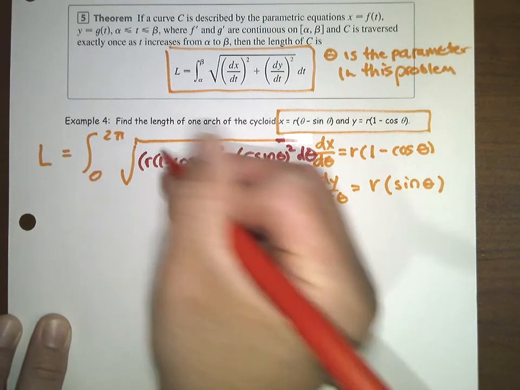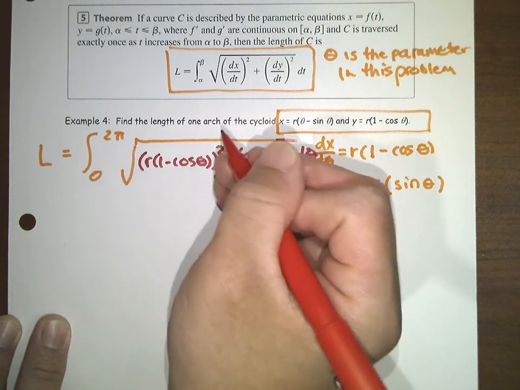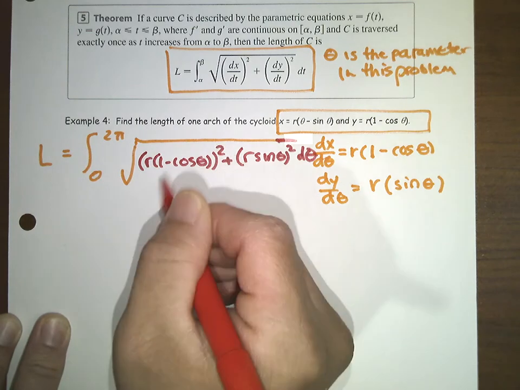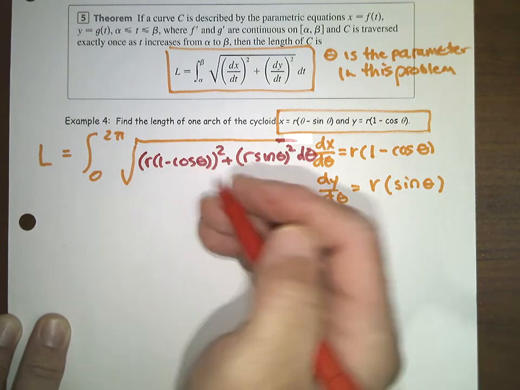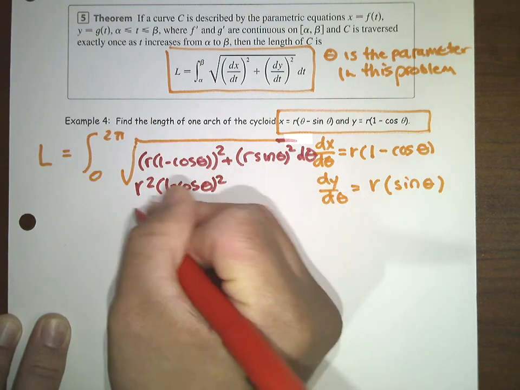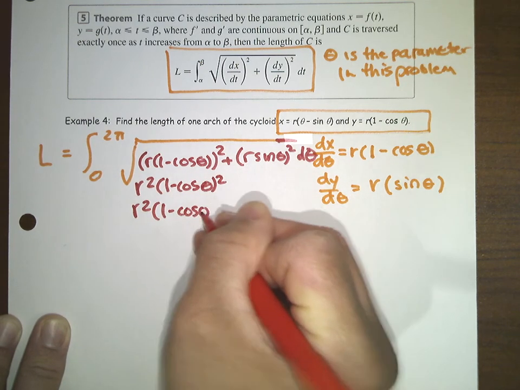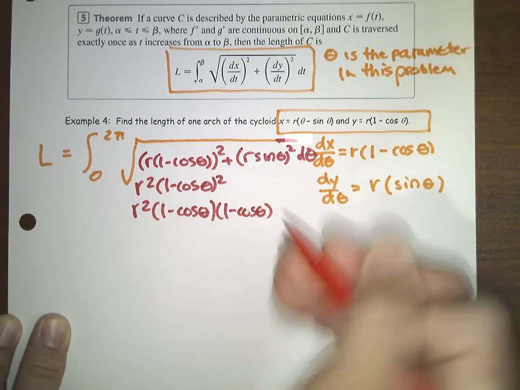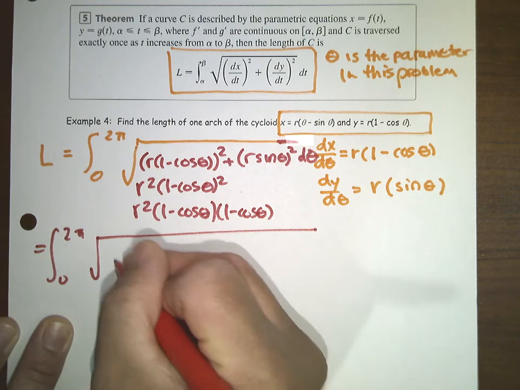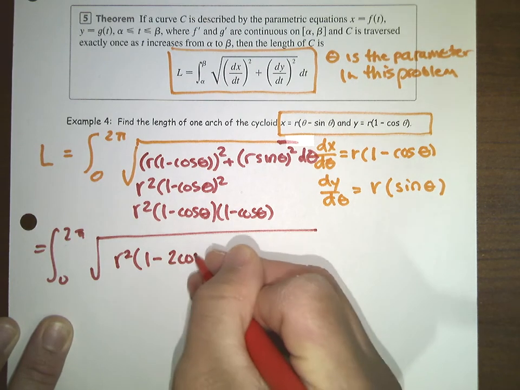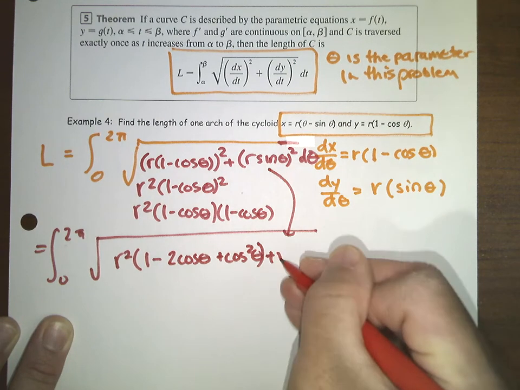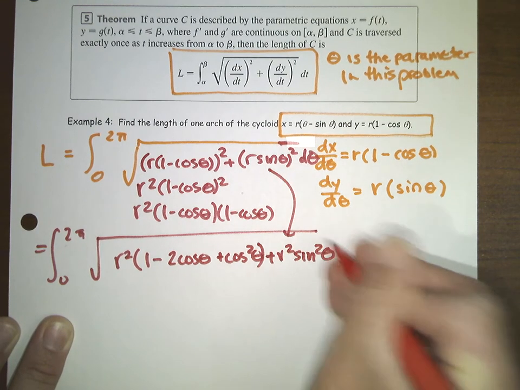All right. So now I might make this either a little bit easier or a little bit harder, depending on how you want to look at it, by distributing the r before or after I square all of this. But I'm just going to make this r squared times (1 minus cosine of theta) squared, so it's r squared times (1 minus cosine of theta) times (1 minus cosine of theta), all right? So this will be equal to the integral from 0 to 2 pi of the square root of r squared times (1 minus 2 cosine of theta plus cosine squared theta), and then we have plus the r squared sine squared theta d theta.